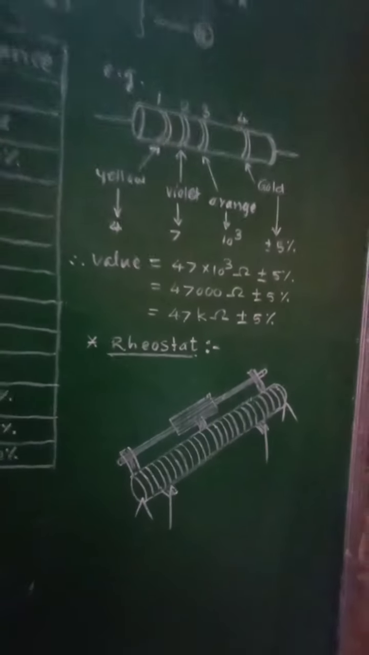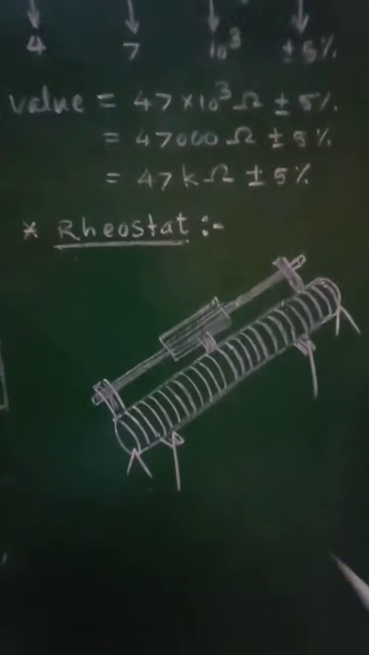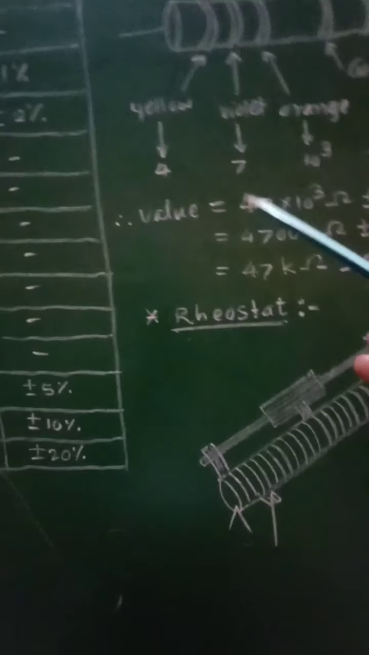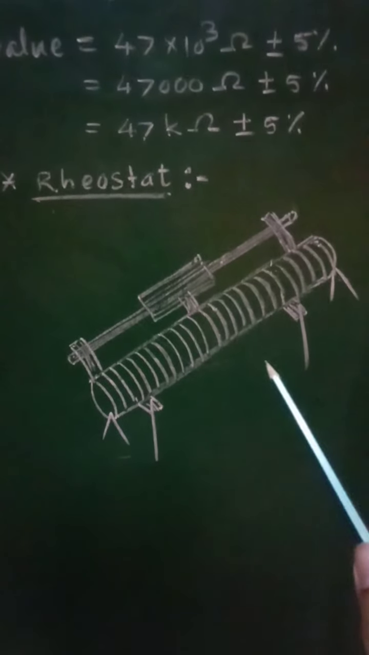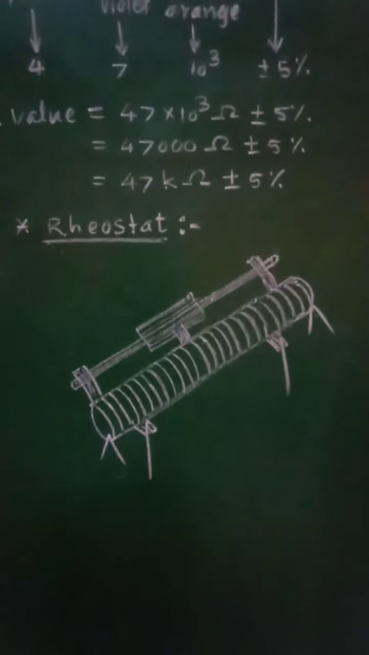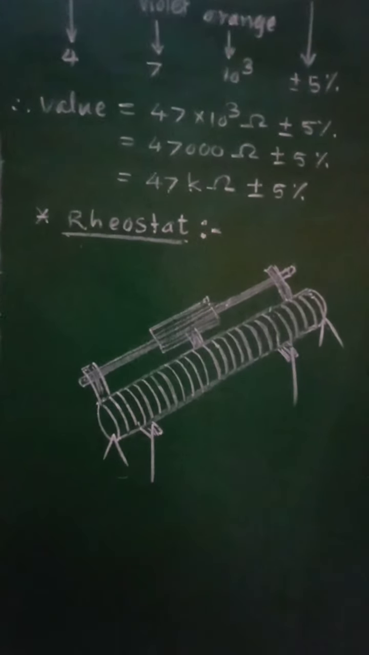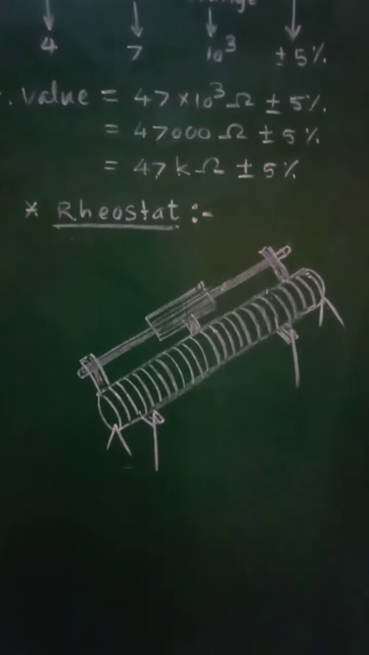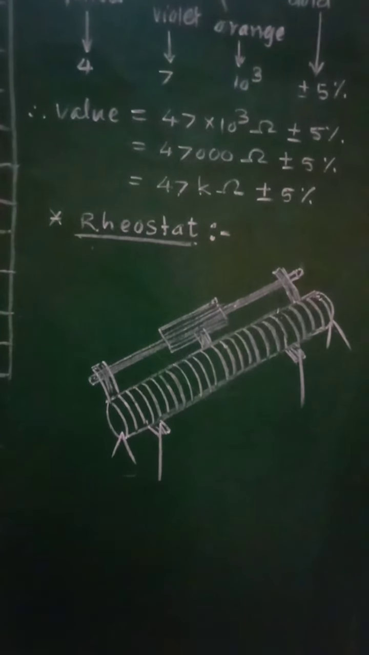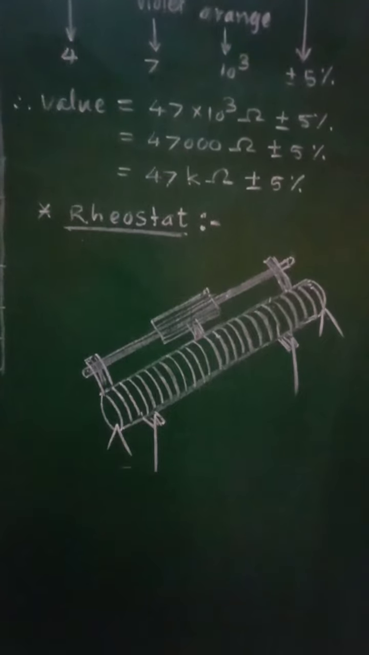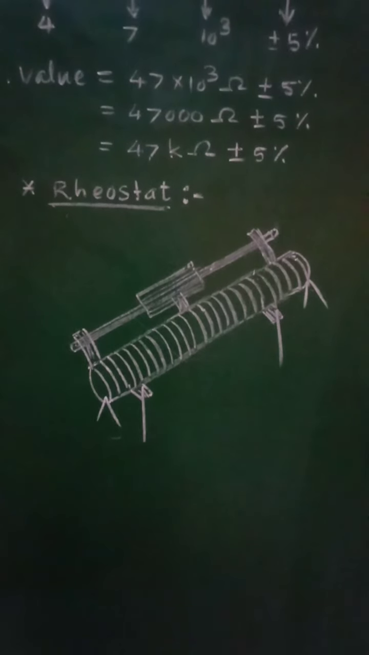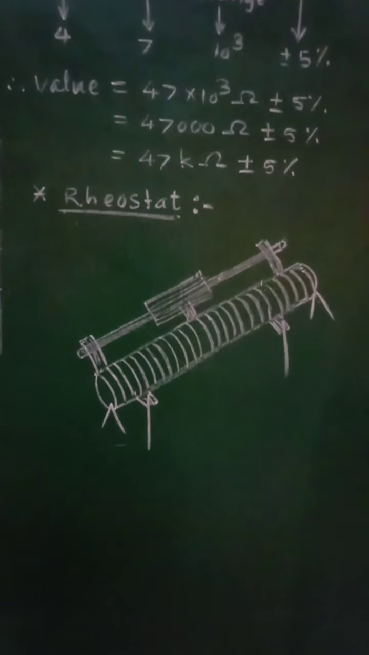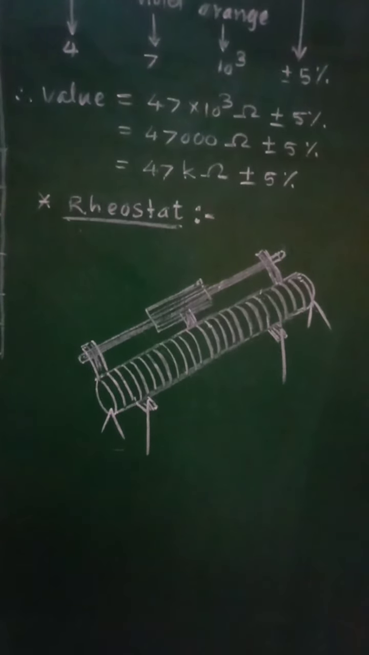And now let us see the next one, that is the rheostat. These resistances were carbon resistances for which we have calculated the value, and this will be the resistor which is a wire wound resistor, that is the rheostat. What is the use of this rheostat? The rheostat is an adjustable resistor. If you consider carbon resistors, their value will be constant. But in the case of a wire wound resistance like a rheostat, the resistance can be adjusted, can be increased or decreased.